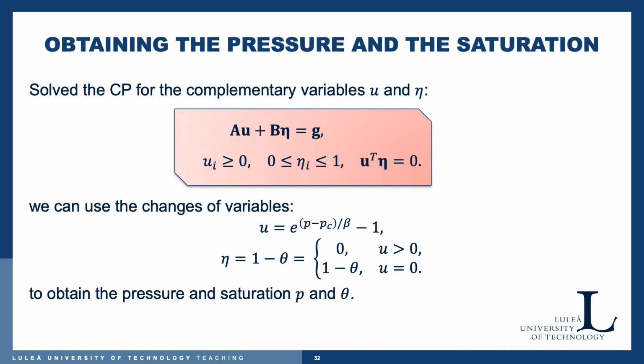So finally, having solved the complementarity problem for the complementary variables u and eta, we can just use the change of variables for u and for eta to obtain the pressure and saturation, and we're done.